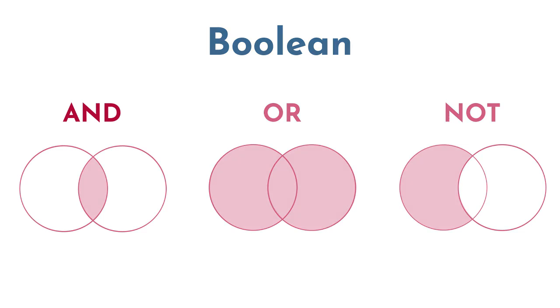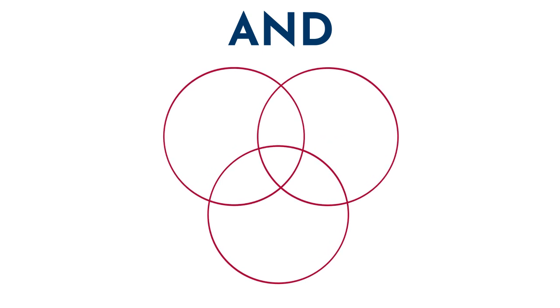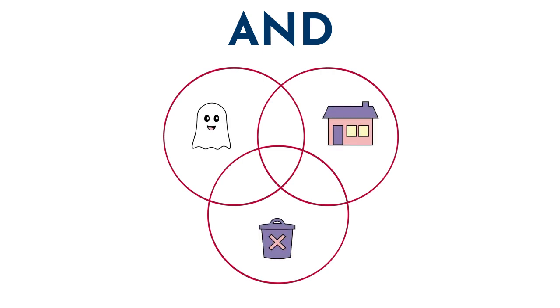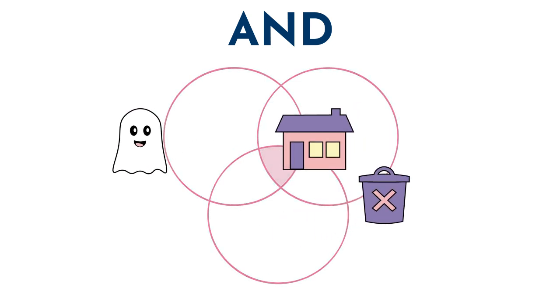How do they work? Let's start with AND. AND is used to combine search terms and make your search more specific. Let's say that you're searching for information about how to remove a ghost from your house. If you were to search for just ghost, just house, or just remove, your search results would not get you the information that you want. You need to combine these terms in a way where the results will touch on all of these topics together. This is what AND is for.